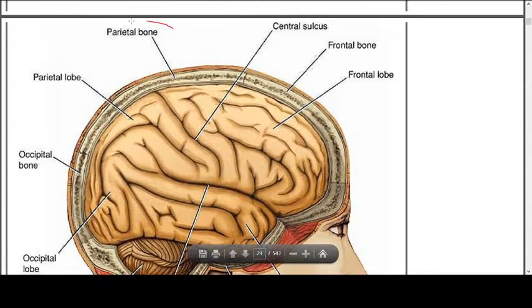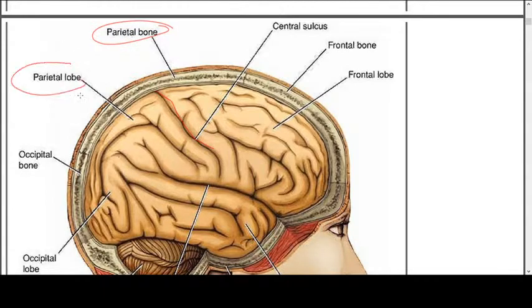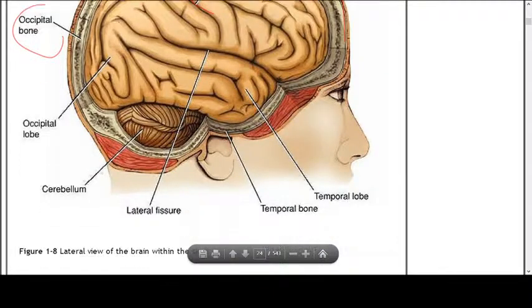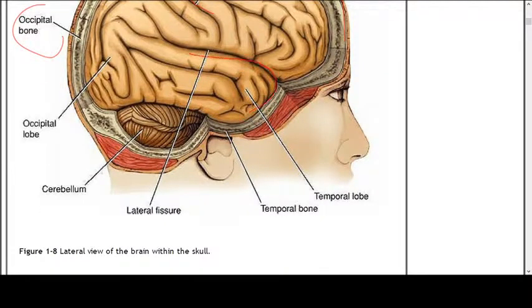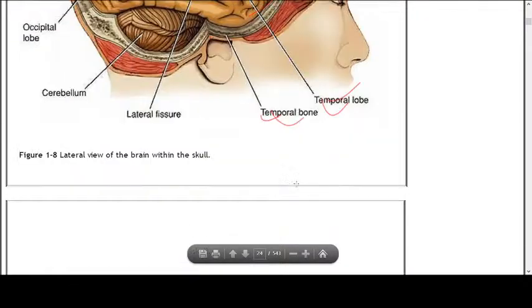This one is the parietal bone, this is the central sulcus. This is the parietal lobe, this is the frontal lobe, this is the frontal bone. This is the occipital bone, and this is the occipital lobe. This is the lateral sulcus. This is the temporal lobe, this is the temporal bone.